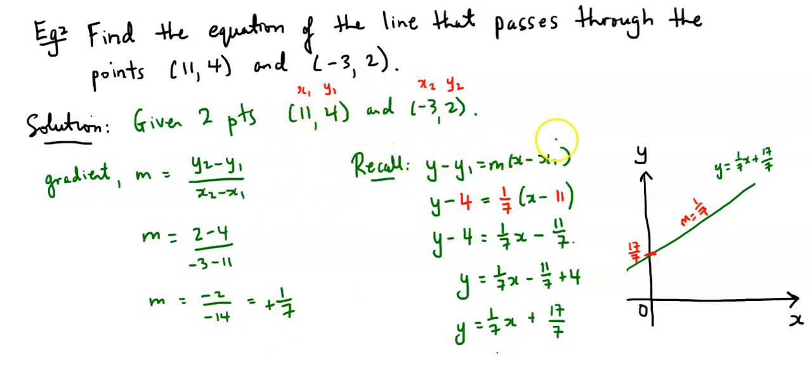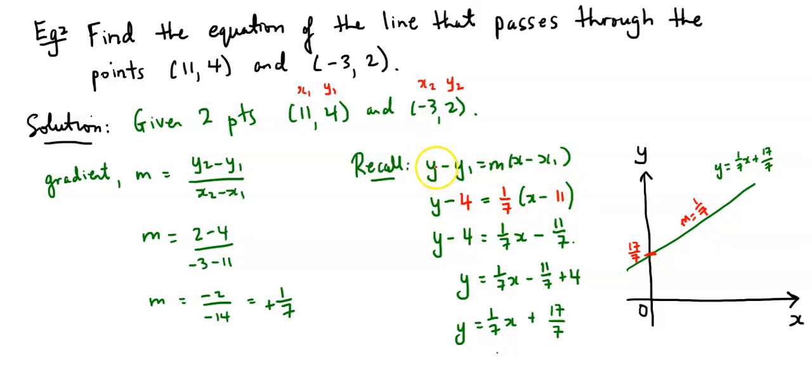So now that we have the gradient and we have a point, we can find the equation of a line by using the formula y minus y1 is equal to m into x minus x1. Substitute our values here. We know that m, the gradient, is positive 1/7, x1 is 11, and y1 is 4. So making our substitution, we have y minus 4 is equal to 1/7 into x minus 11.